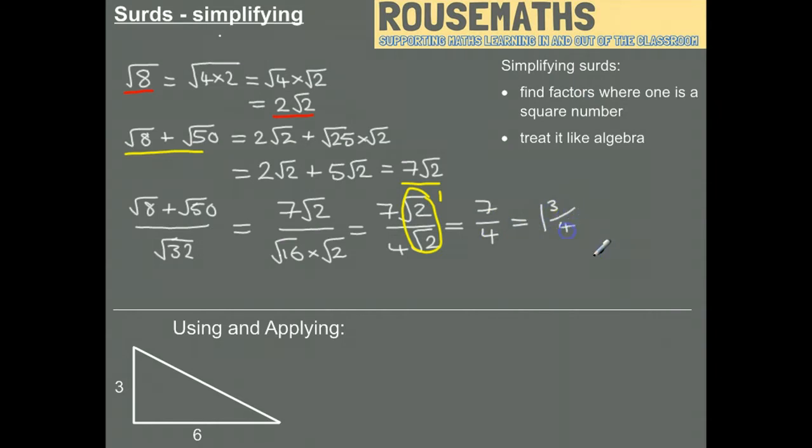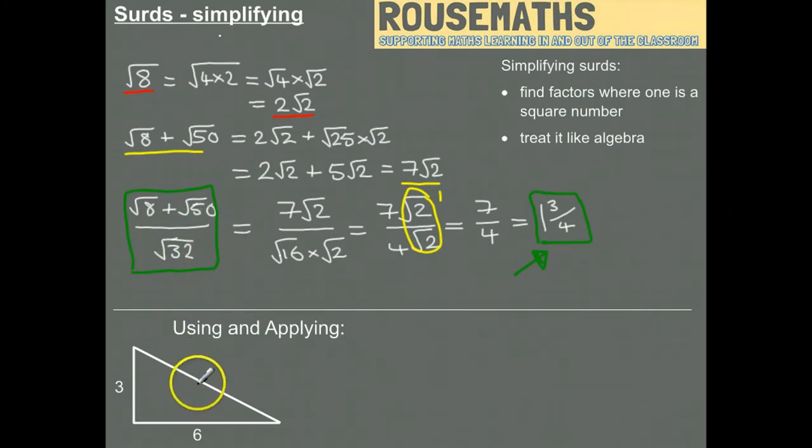1 and 3/4. Now hopefully you can start to see the benefit that we started off with this and we've ended up with that, and you can appreciate in maths it's a lot easier to work with this than it was with what we started with. So that's why we manipulate surds, try and simplify them, because it can make our lives a bit easier.